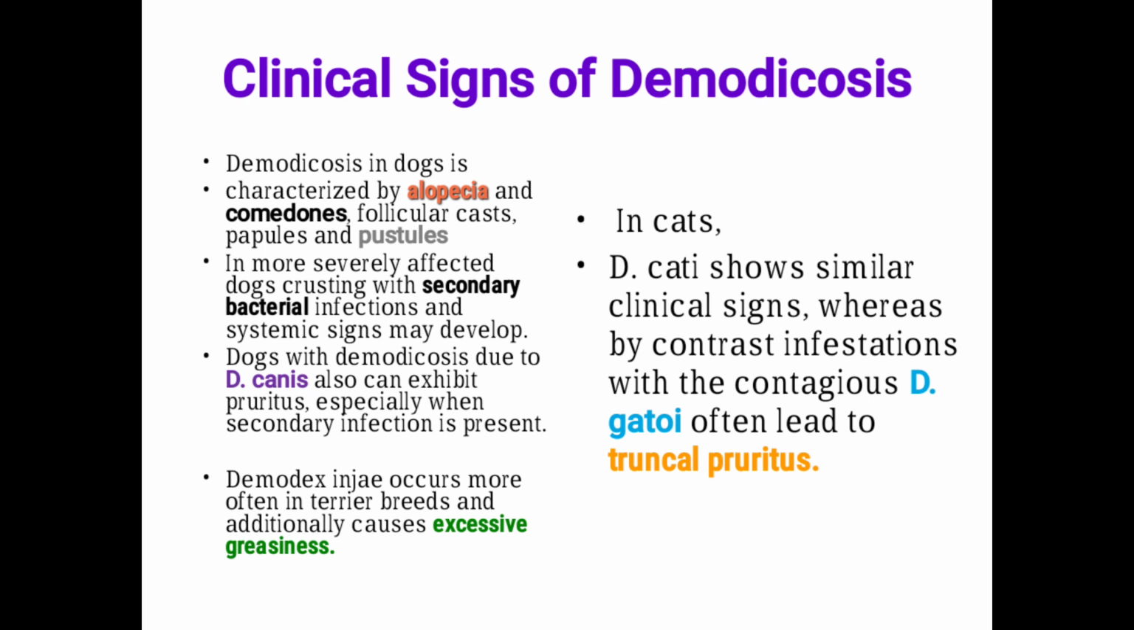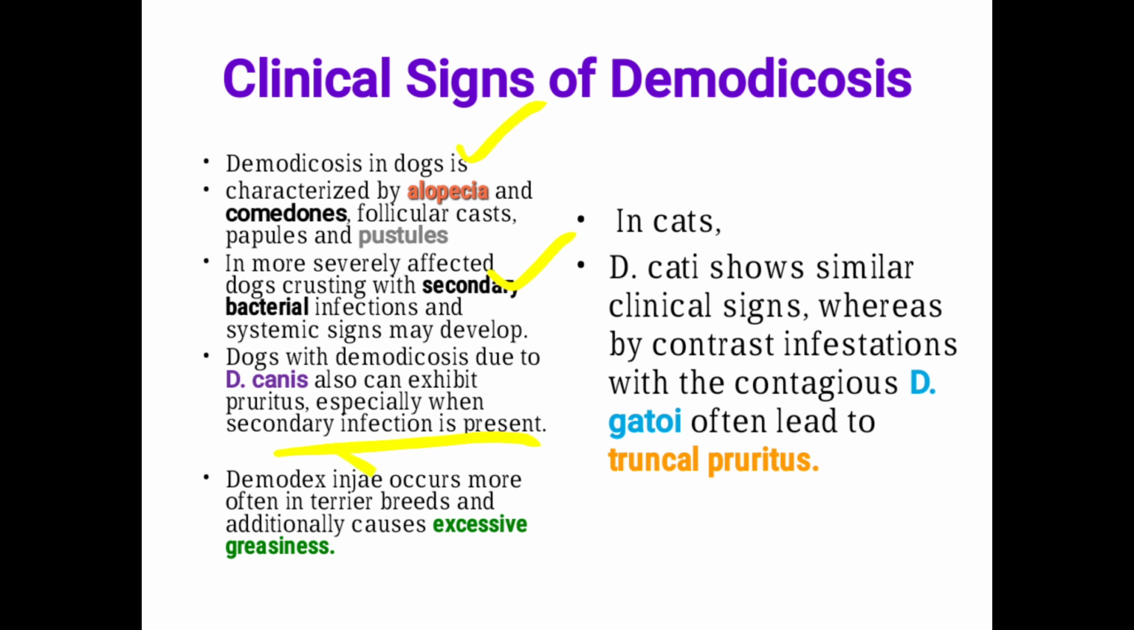So how will you diagnose demodicosis? Demodicosis in dogs is characterized by alopecia. Alopecia refers to loss of hair, and comedones. Follicular casts, papules and pustules may develop later in the stage of demodicosis. While in more severely affected dogs, crusting with secondary bacterial infections and systemic signs may develop, which leads to pruritus, or secondary bacterial infection causes pyoderma.